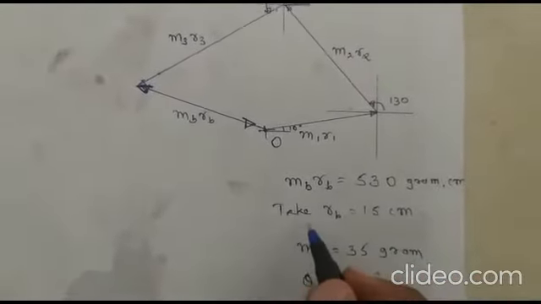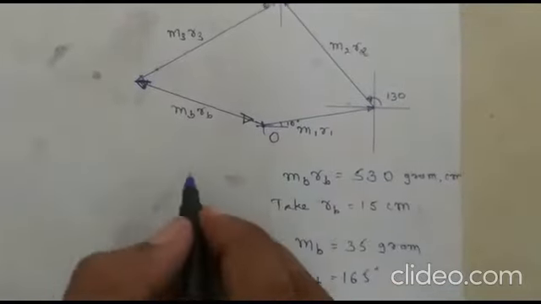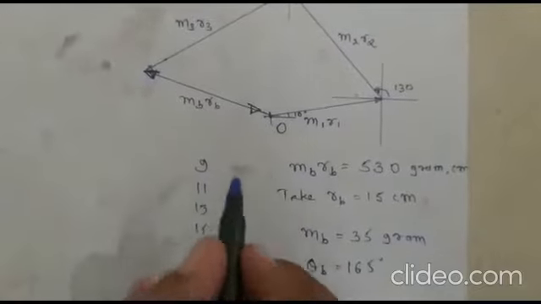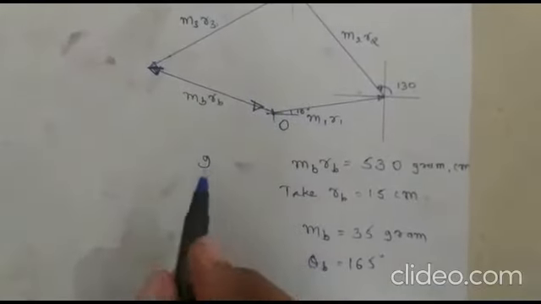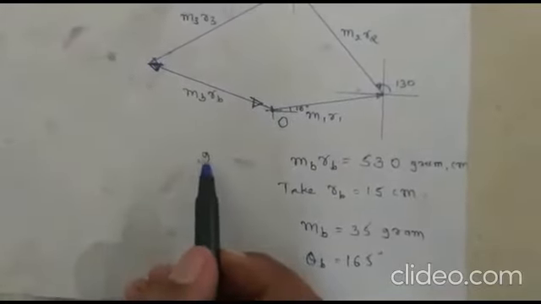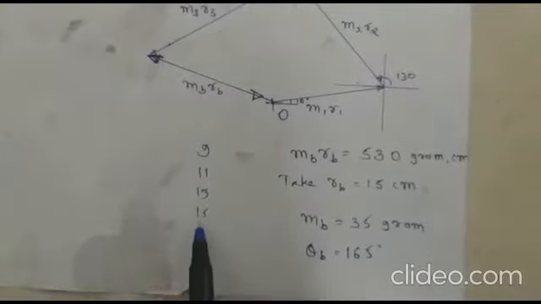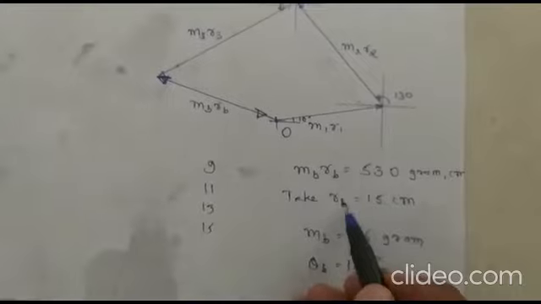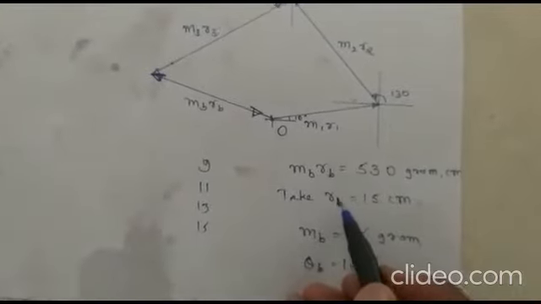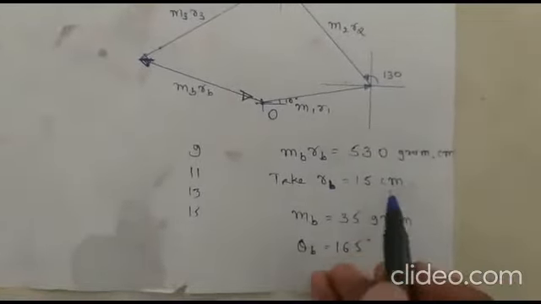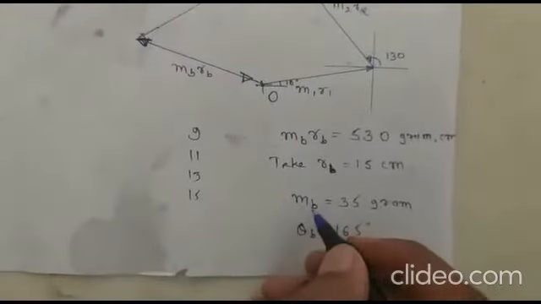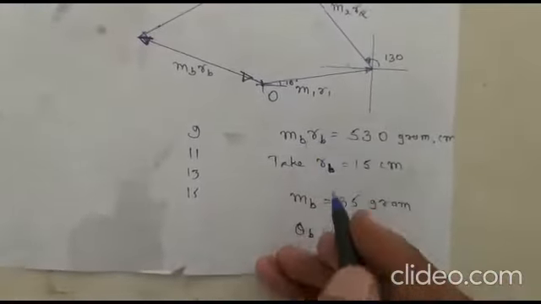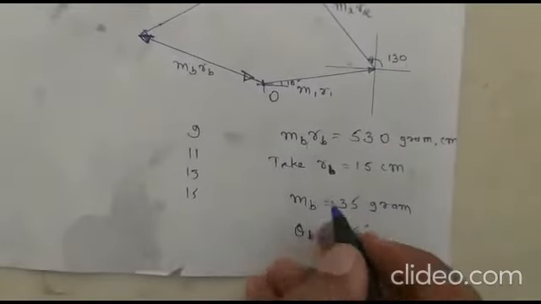Now we have radial drills at 9, 11, 13 and 15 centimeter. We have a limitation: we have drills at 9 centimeter, 11 centimeter, 13 centimeter and 15 centimeter. So I'm putting my balancing mass RB at a radius of 15 centimeter so that you can find your balancing mass. With RB equal to 15 centimeter, you will get 35.